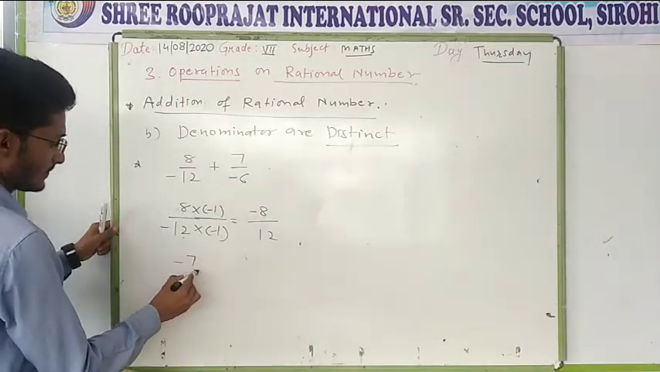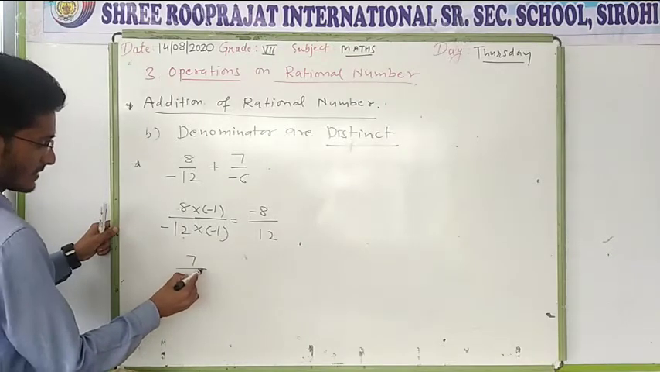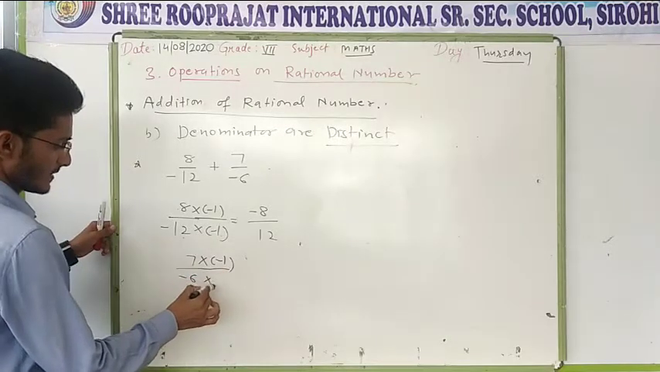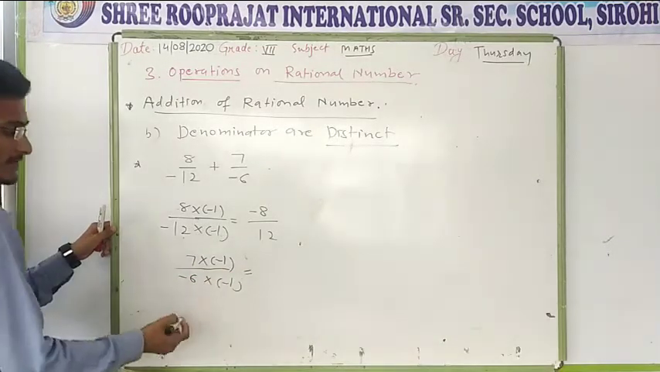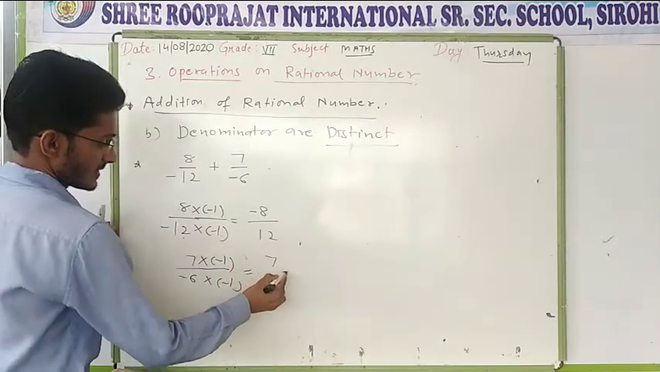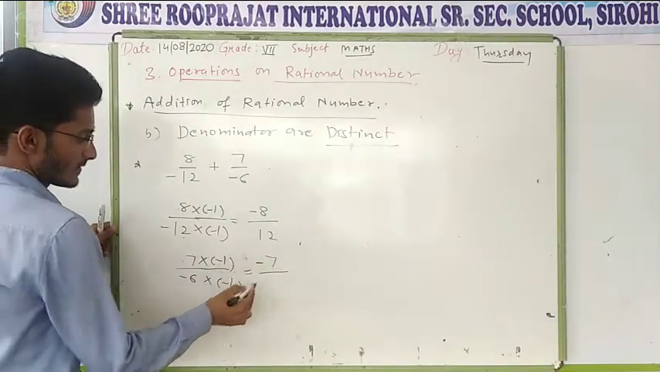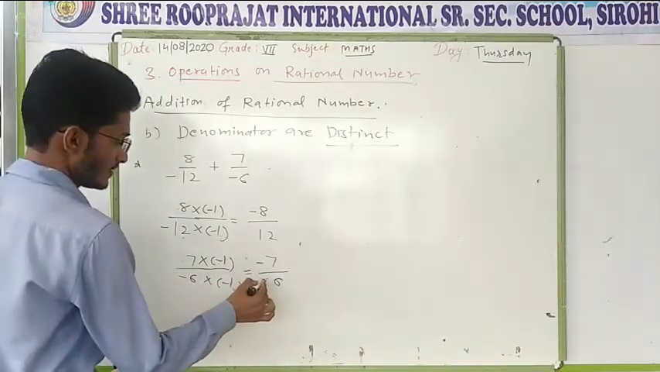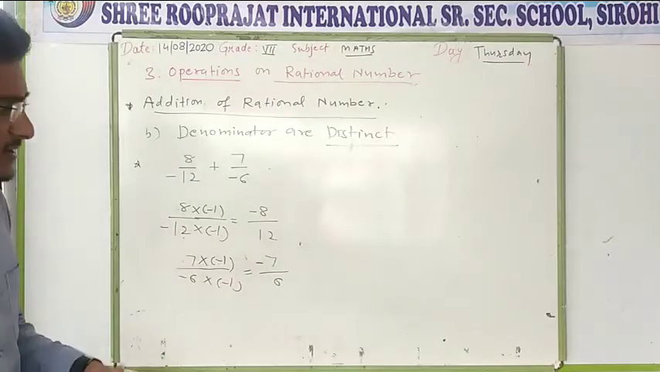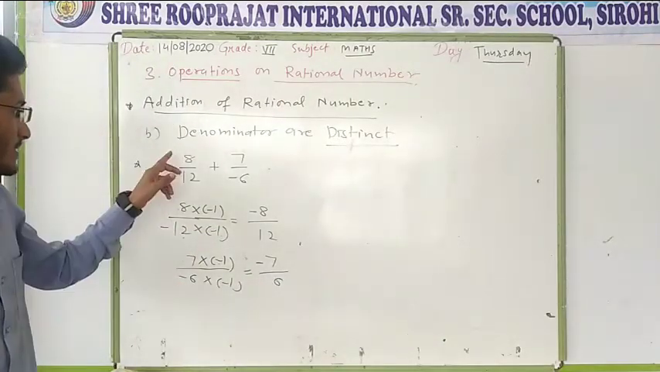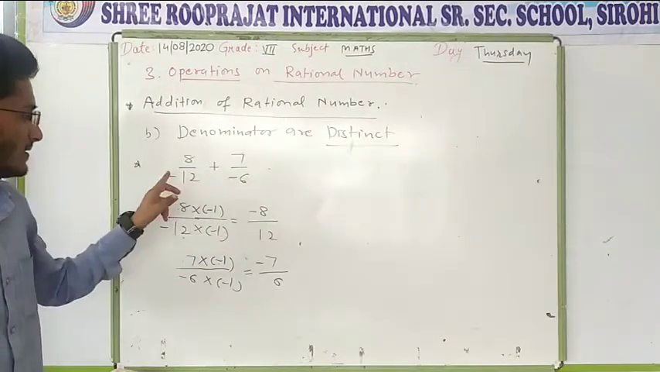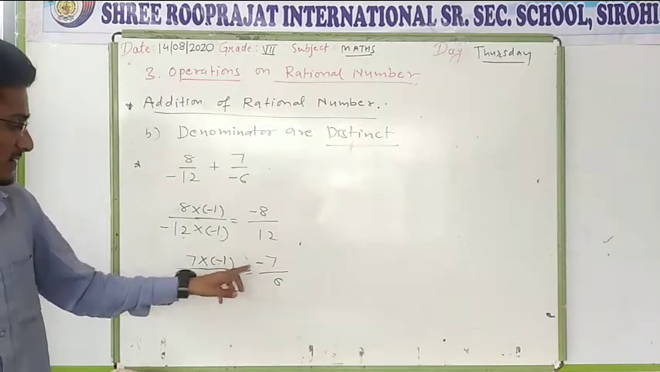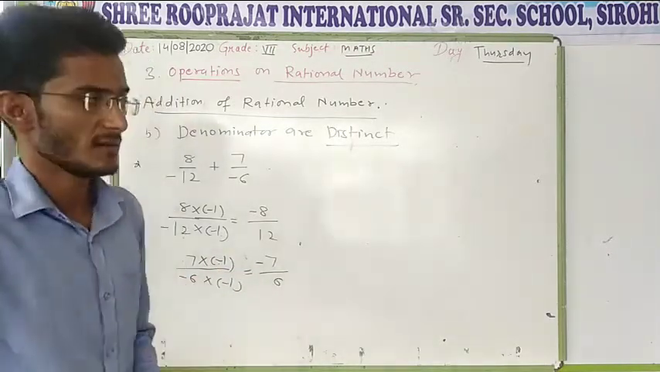Second one, again same as it is, 7 by minus 6. Now again the denominator is negative, again you have to multiply with minus 1. If you multiply with minus 1, 7 multiplied with 1, you will get 7, and positive with negative, you will get a negative number. 6 multiplied with 1 is 6, and minus multiplied with minus, you will get a plus. Or in simple form, you can say that you have to just change the sign. Positive becomes negative, and negative changes to positive when you multiply with minus.